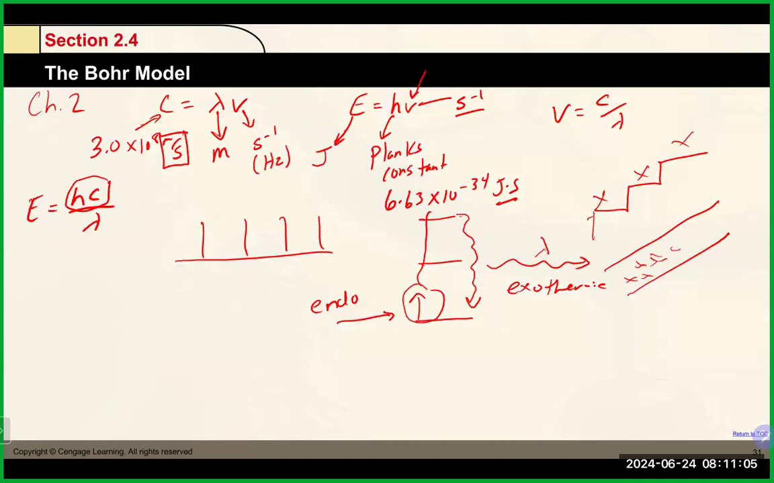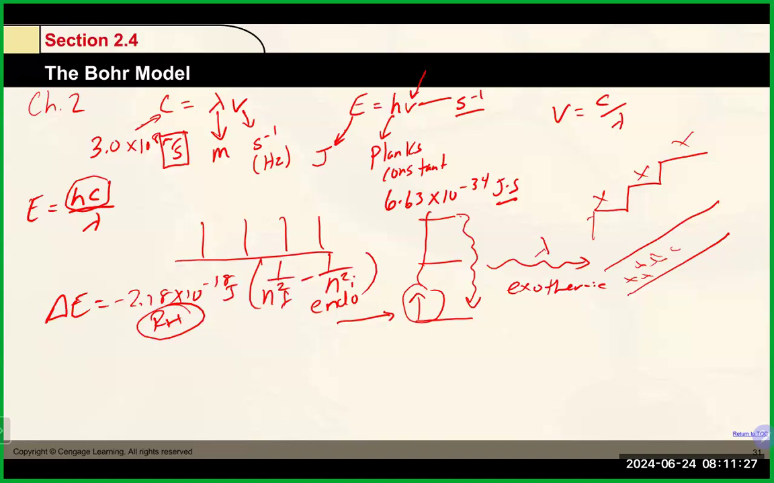Now, we saw at the very end that we can calculate the change in energy as an electron transitions from one energy level to the next by using an equation like this one here. This is sometimes referred to as Rydberg's constant, times 1 over the final energy level squared minus 1 over the initial energy level squared, and that will calculate it.